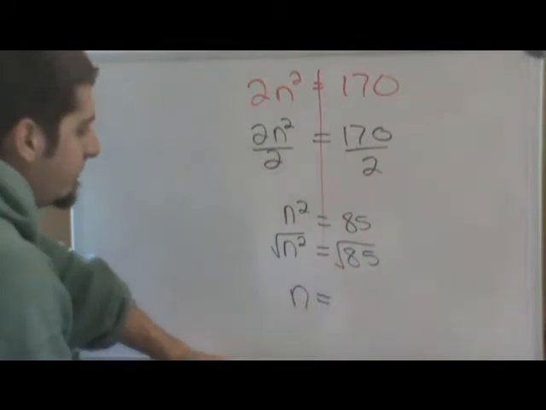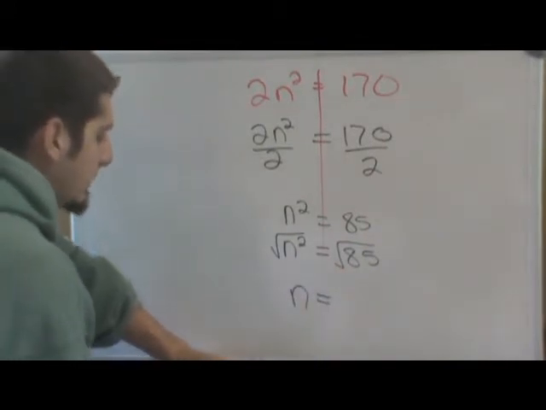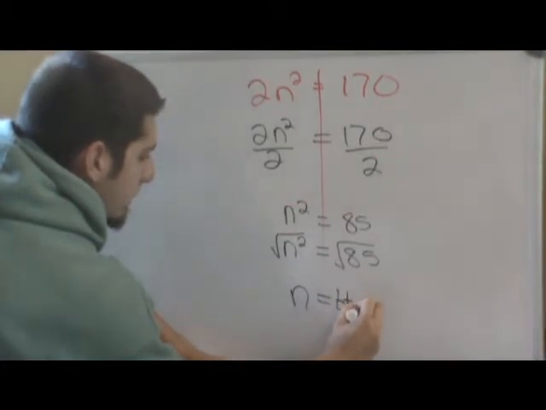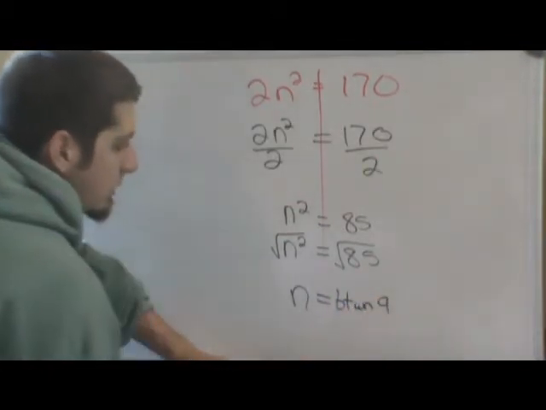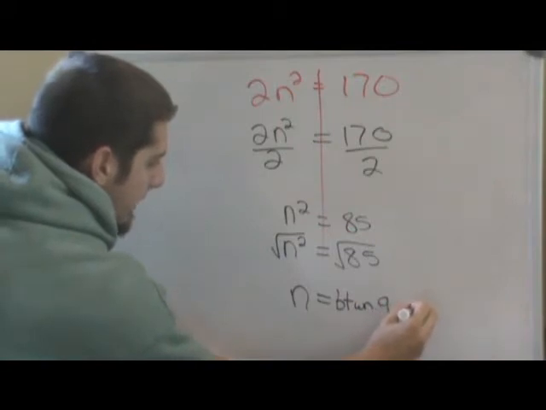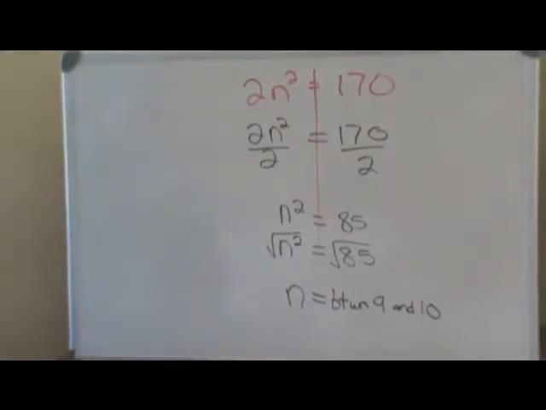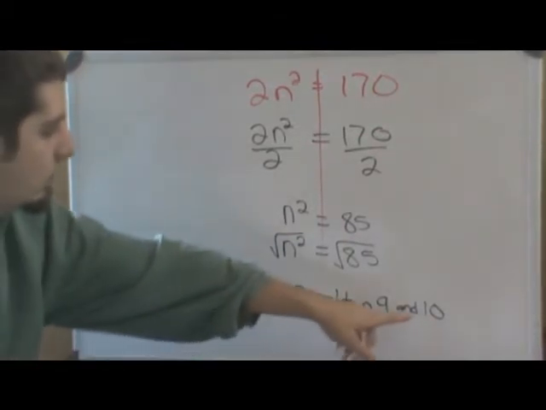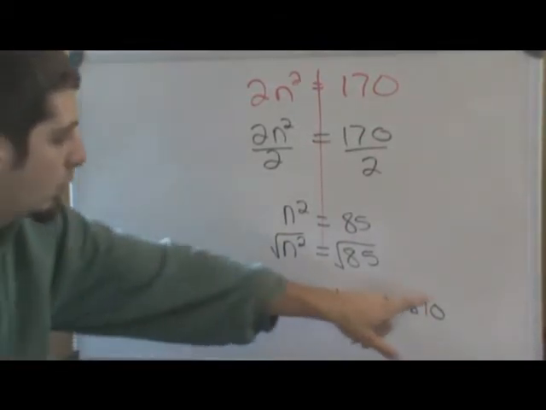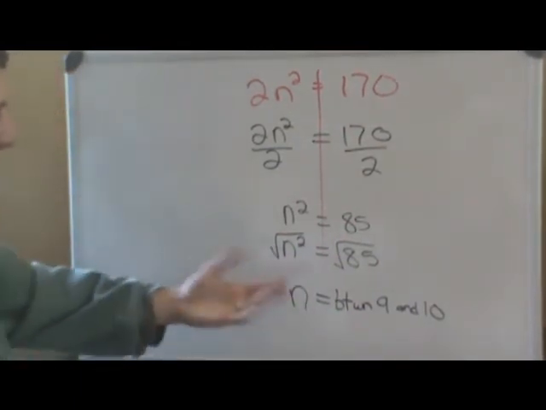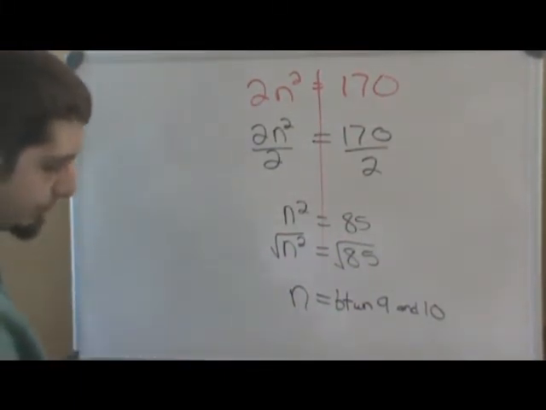And the square root of 85 is going to fall between 9 and 10, because 9 squared is 81, and 10 squared is 100. Now if I had a calculator with me, I could get you the exact square root, but if you don't have a calculator, there's nothing wrong with estimating. You know right about where your answer lies. And the answer in this case would be between 9 and 10.